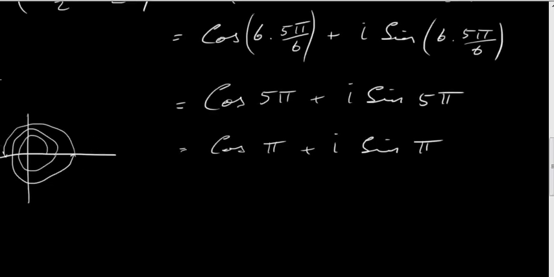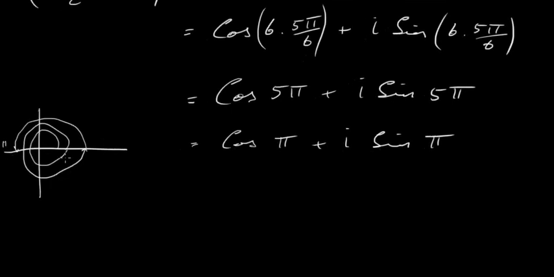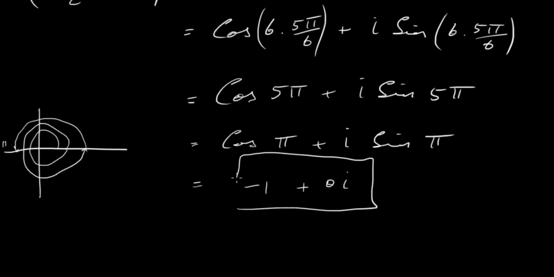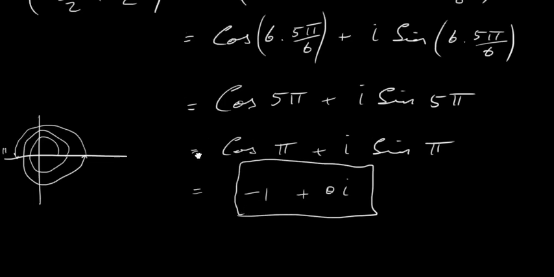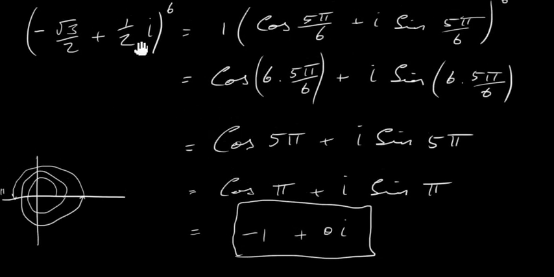Now, if I take pi then as my angle and work that out, I get cos of pi is going to be minus 1, and the sine of pi is going to be 0, so I get 0i. So this here is my answer. When I raise this here, minus root 3 over 2 plus half I to the power of 6, I get minus 1 plus 0i. And that's it.